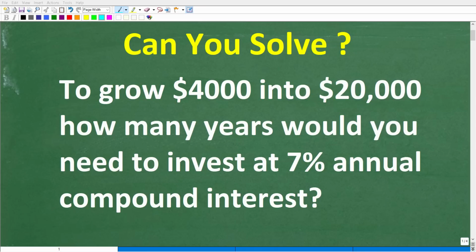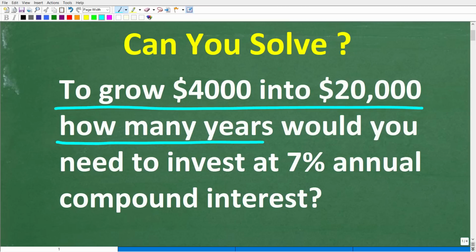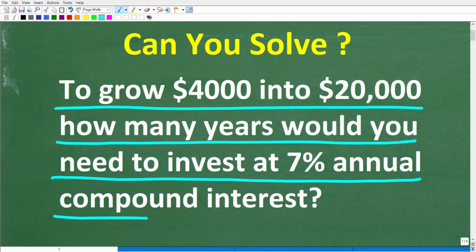Okay, so let's see if we can figure out how to solve this math word problem, which is the following. To grow $4,000 into $20,000, how many years would you need to invest at a 7% annual compound interest rate? All right, now feel free to use a calculator.